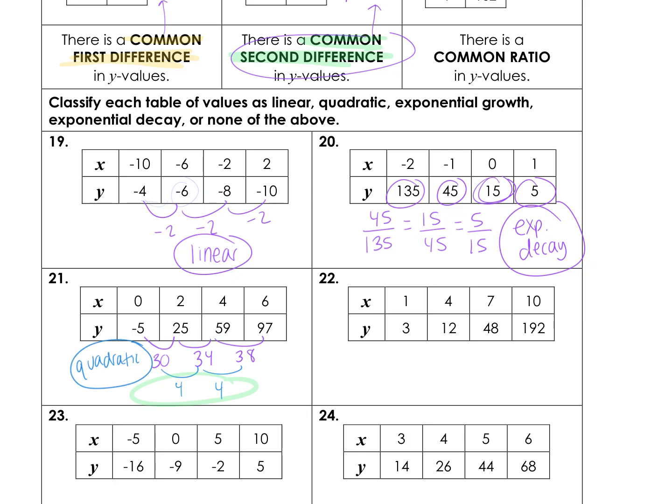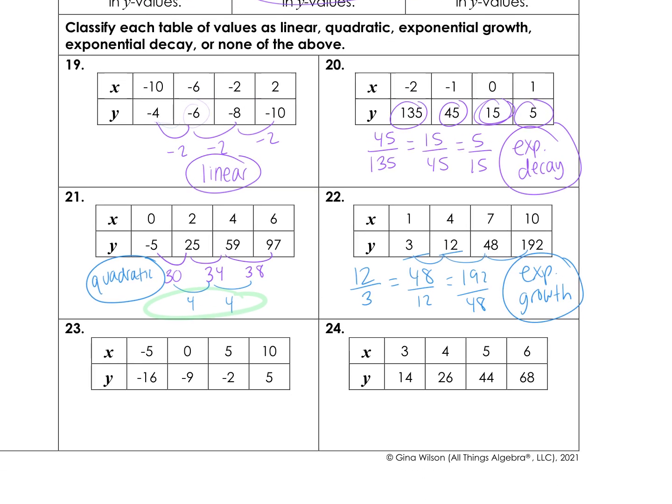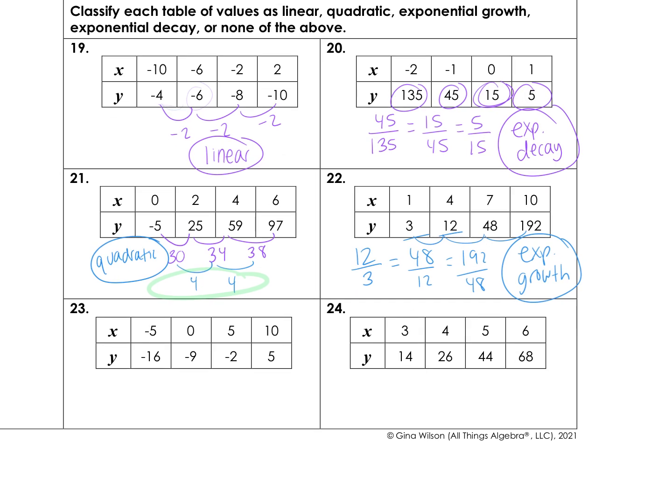This next one, when we look at the y values, it looks like we're multiplying by 4. They're getting bigger, so it's exponential growth. Remember, if you want to check for exponential, you can just take every y value divided by the one before it. Should be the same for this whole chart. All of those are going to be 4. So it's exponential growth. You don't necessarily need to show that work, you don't need to show those equal fractions, but it's going to be exponential growth.